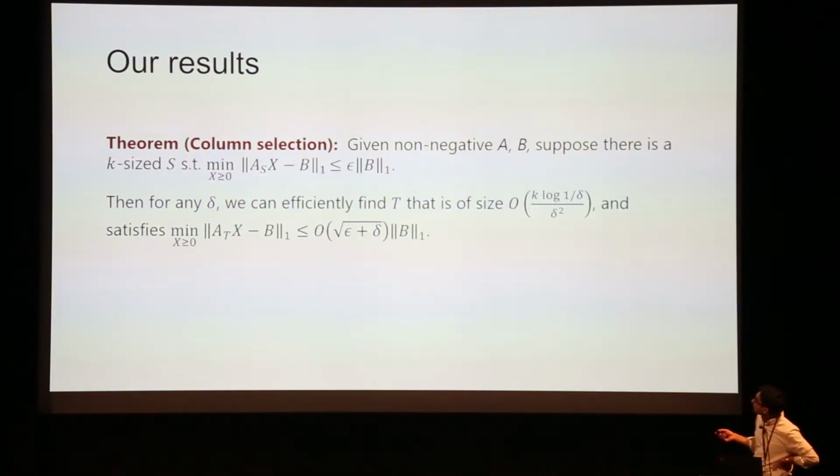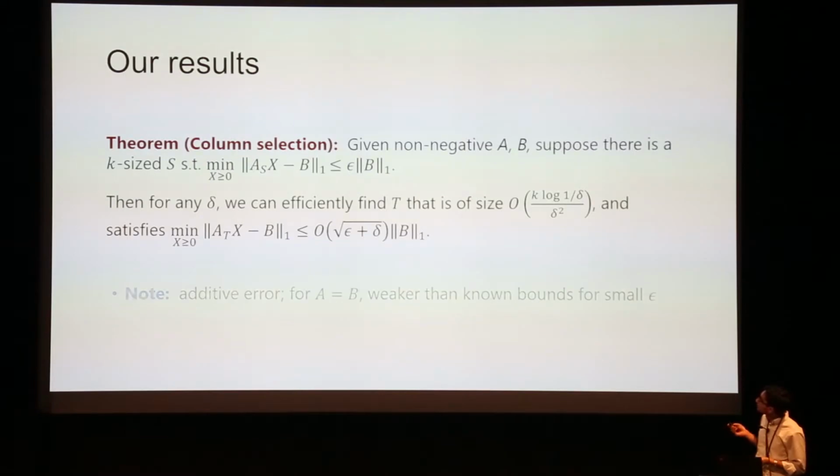All right, and we can show that almost exactly the same things hold for column selection. So if you have non-negative matrices A and B, and you assume there is some k-sized subset S of the columns such that approximating B using the subset of columns of A has some epsilon error, then you can get an error which is something like this. And the number of columns we use is this factor more, and it depends on the delta. So these are our results.